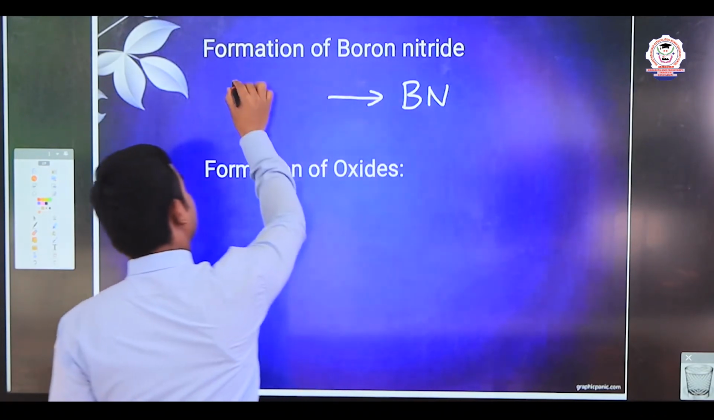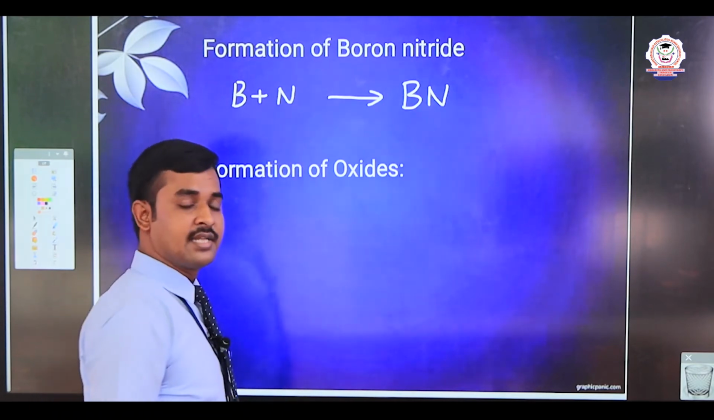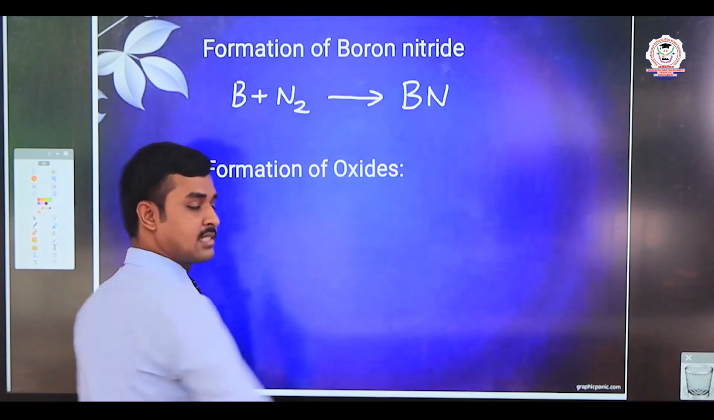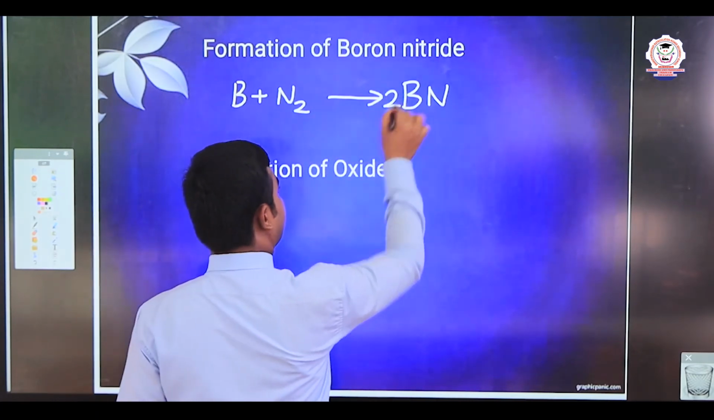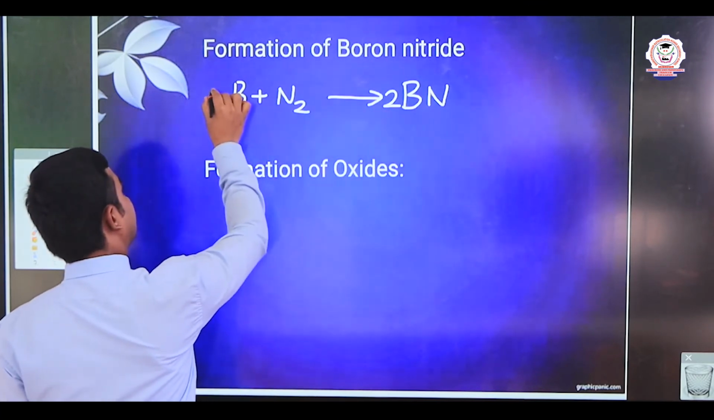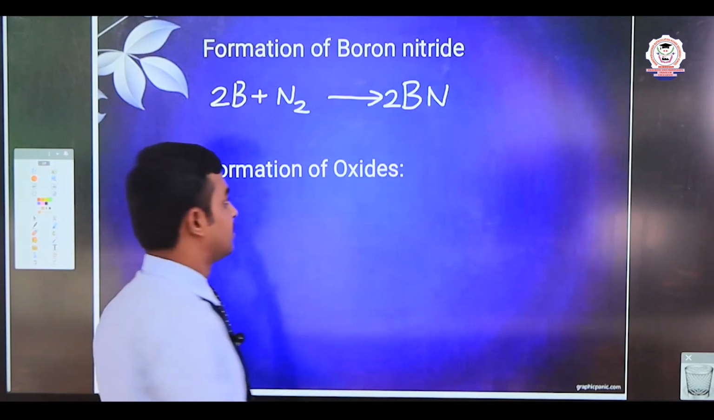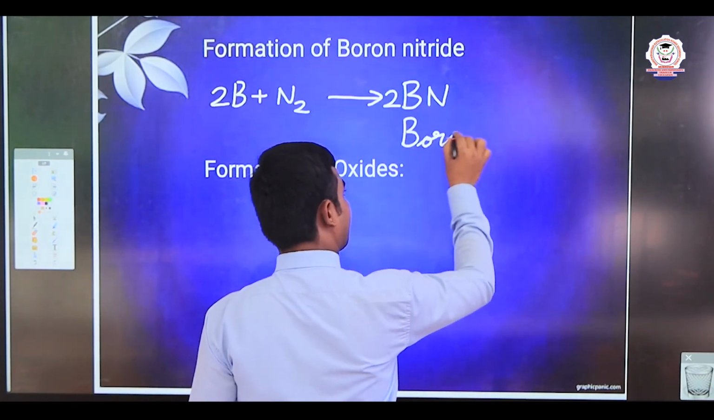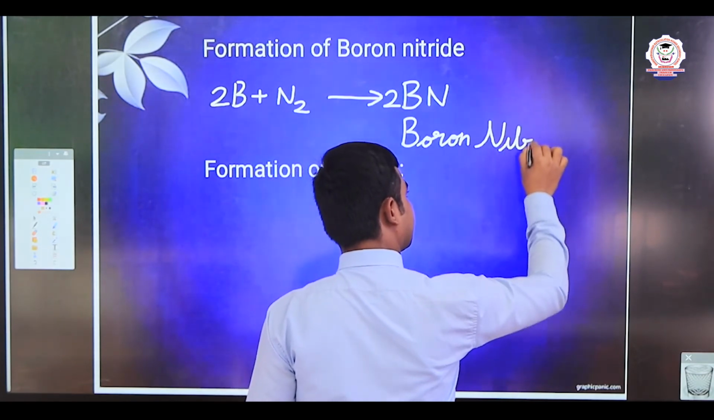But nitrogen is a double atom. So nitrogen will be present as a molecule N2. So N2 can form 2 boron nitride. To prepare 2 boron nitride, you take 2 borons. So this is the correct balanced equation. The formula contains the name boron nitride.